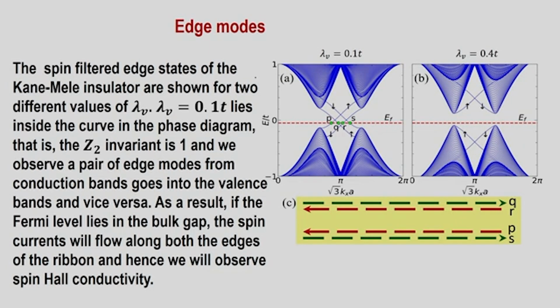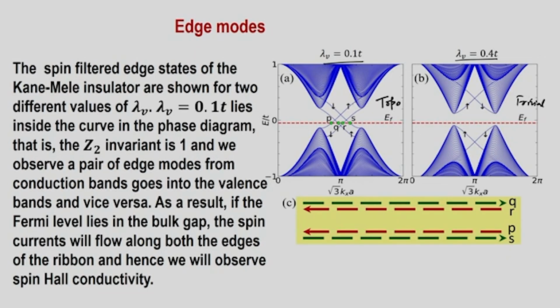So the spin filtered edge modes of the Kane-Mele insulator are shown for two different values of lambda v, taken as 0.1 t and 0.4 t. Remember that 0.1 in units of t means in units of the nearest neighbor hopping, and that's a little larger value. I just wanted to make sure that one corresponds to the topological phase, and this is the trivial.